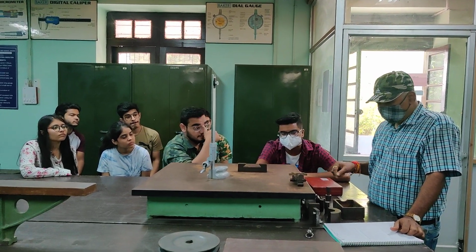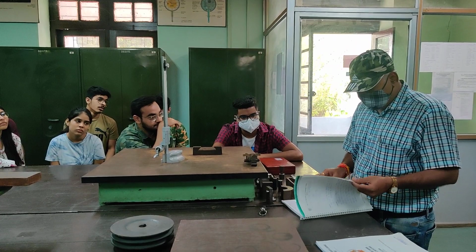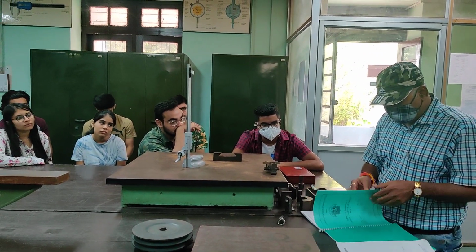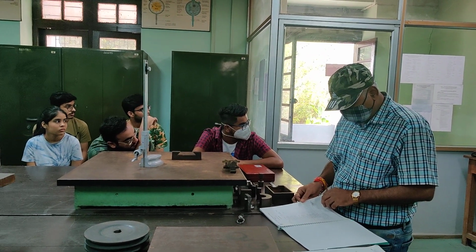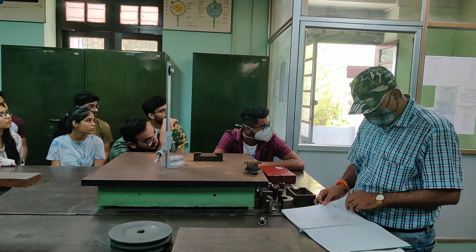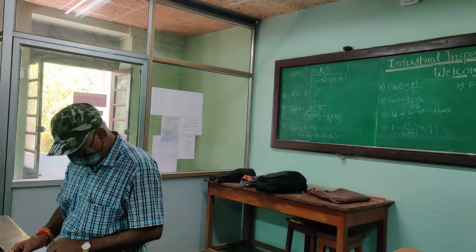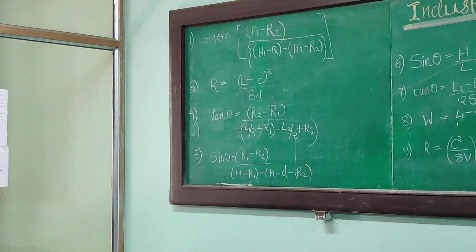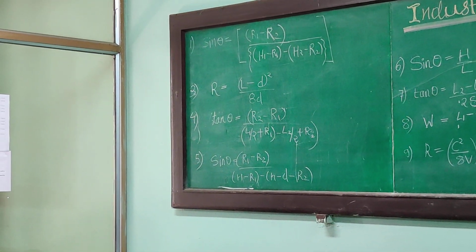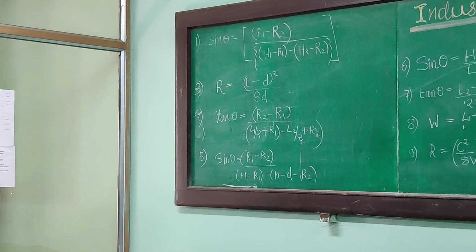So in this we have to use the drawing. Which is the formula? Sin theta is equal to R1 minus R2. Tan theta equal to (R2 minus R1) by (L1 by 2 plus R1 minus L2 by 2 plus R2). L1 R2 है.